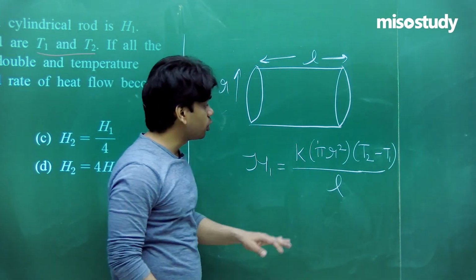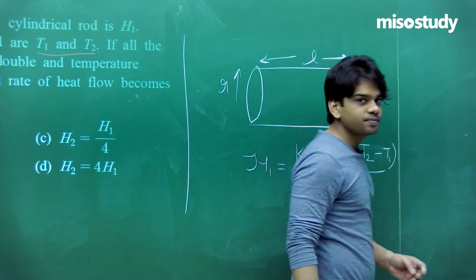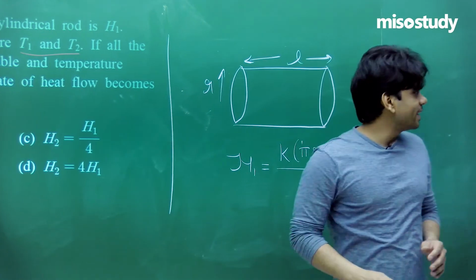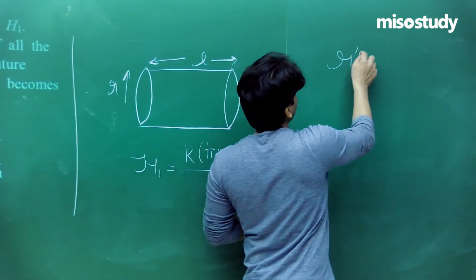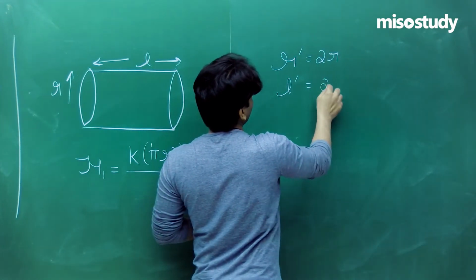So before that, just take note till here. Let me write at the other end with new values. Now you see here in this formula, I am putting in the new value of radius. The new radius R dash will be equal to twice of R, and the new value of length L dash will be equal to twice of L.